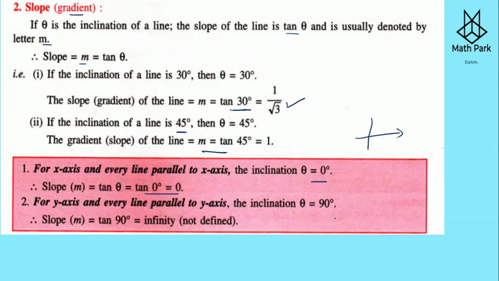And if the lines are parallel to the y-axis, we know that they make an angle of 90 degrees with the x-axis. So tan 90 is not defined. Therefore, the slope of a line which is parallel to the y-axis is always not defined.